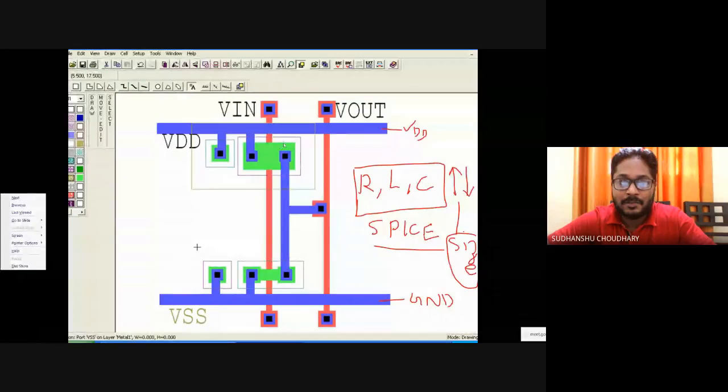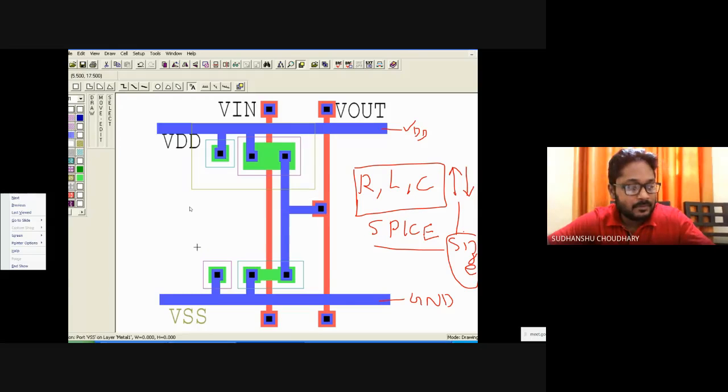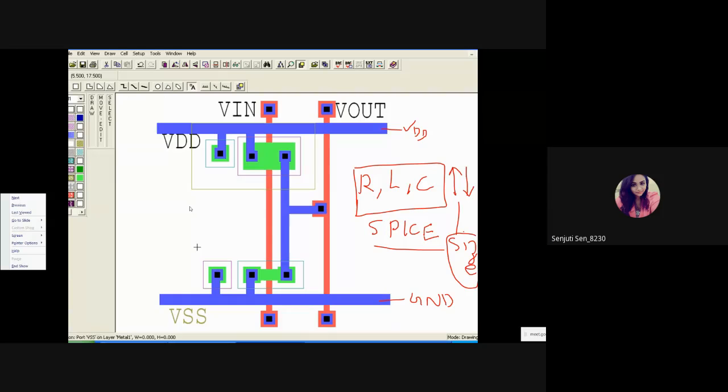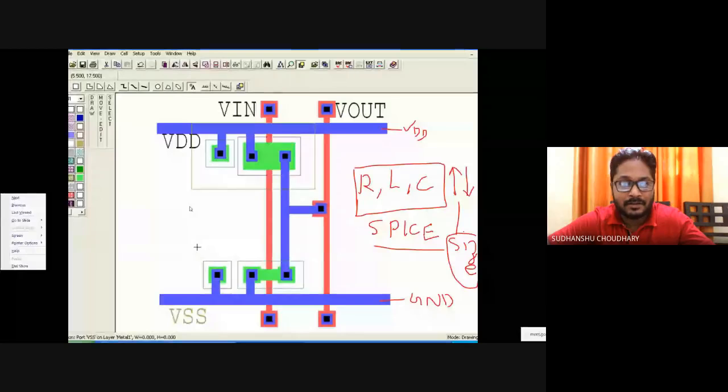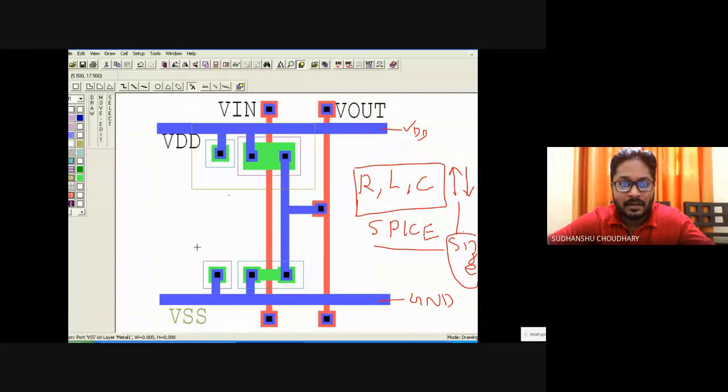That is actually the purpose of a layout design engineer who is working at the back end. The purpose is to optimize the layout area, that is, the size of the layout has to be optimized so that the RLC parameters associated with the layout can be optimized, so that the performance of this circuit can be optimized. So maybe we can learn this layout design process in the next lecture.